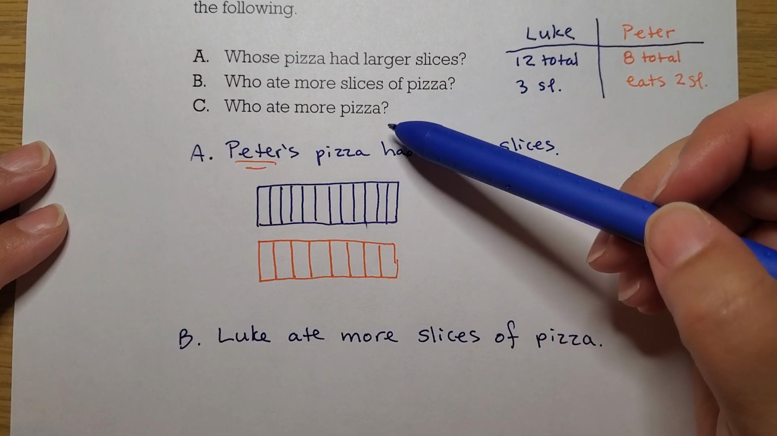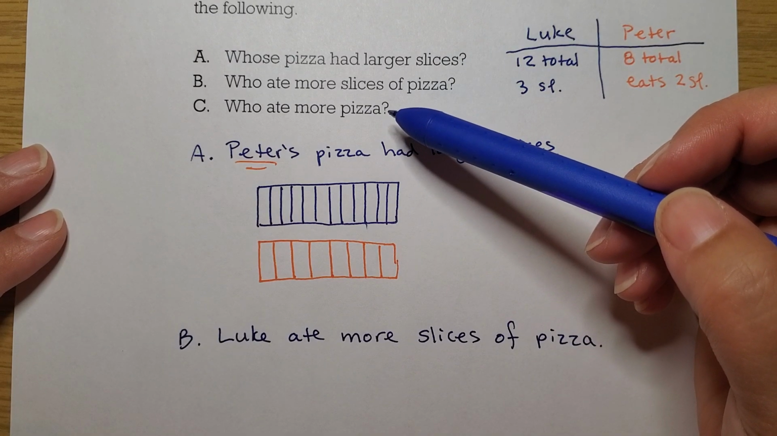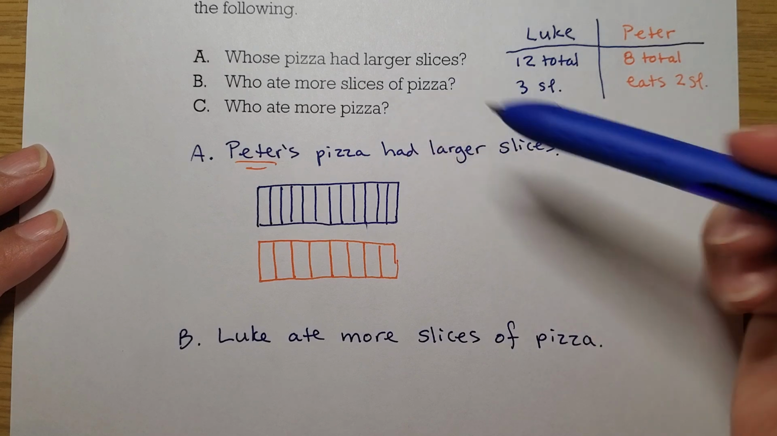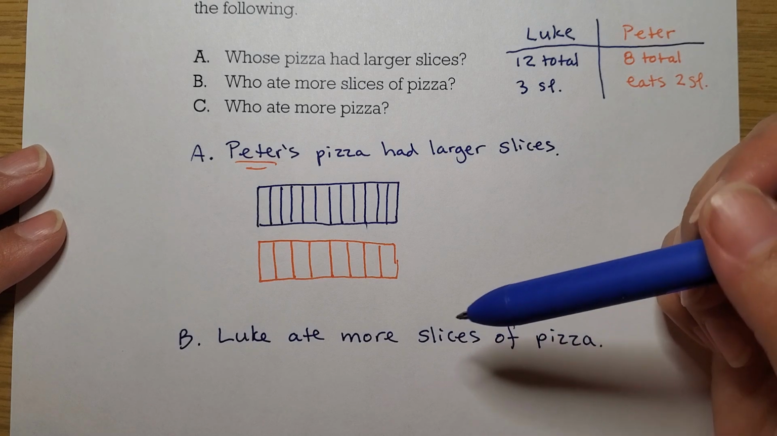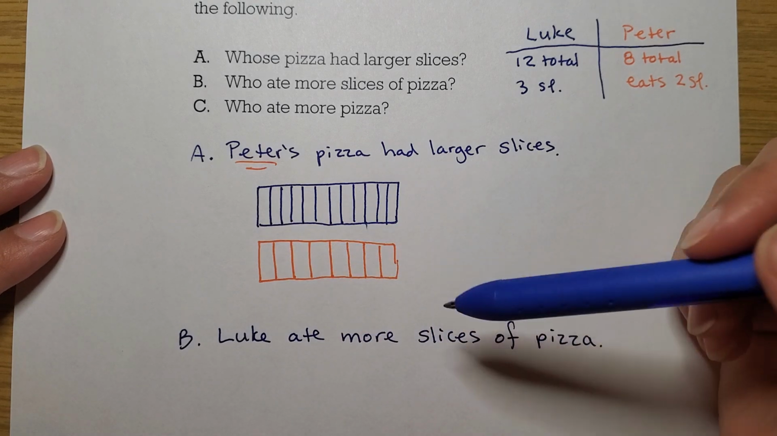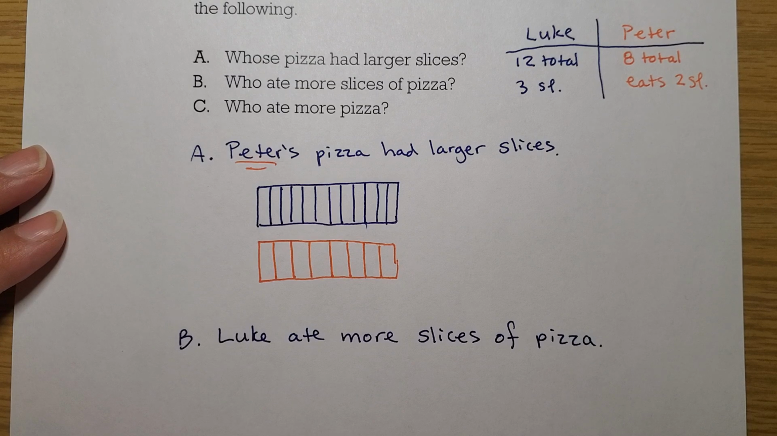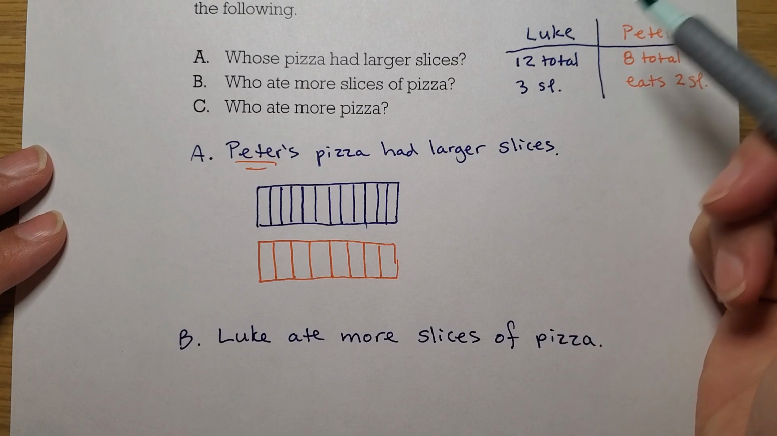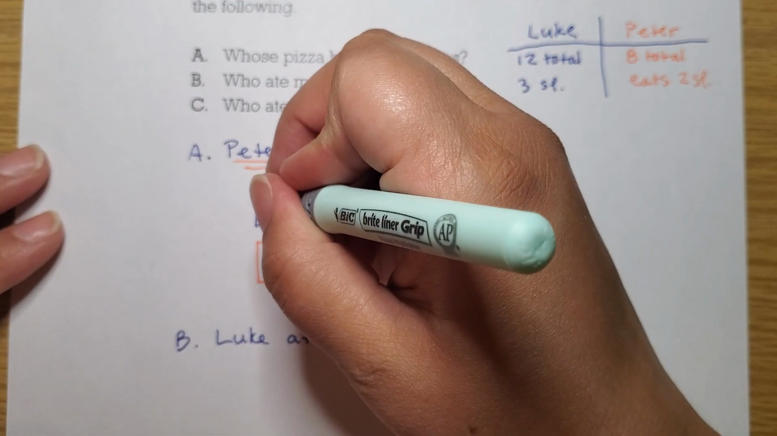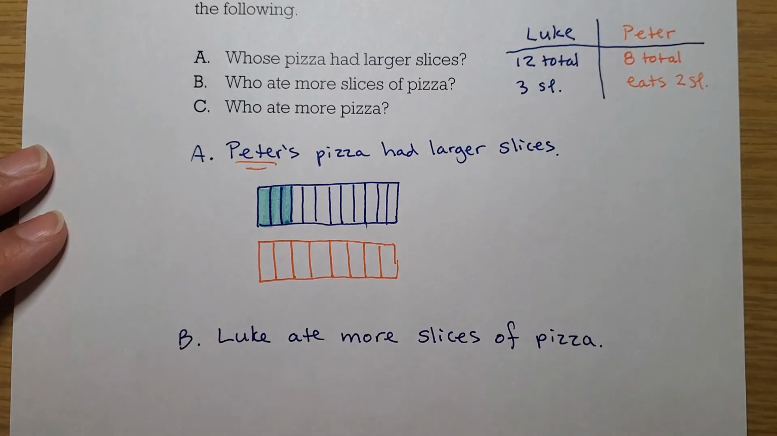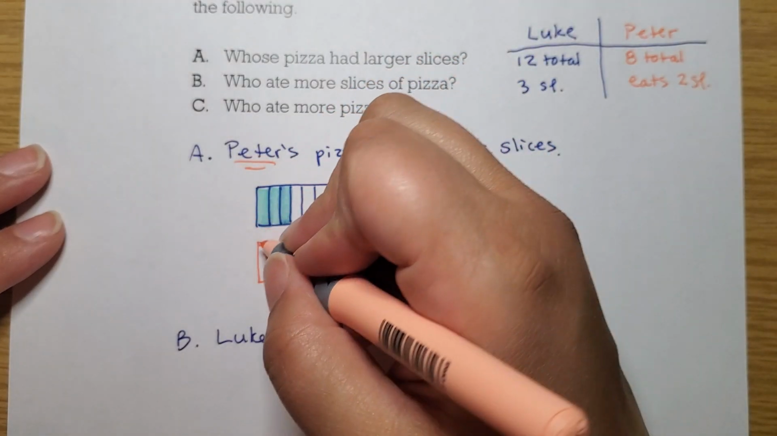And now part C sounds like it's asking the same question, but it's actually asking a different question. C says who ate more pizza? So not who ate more slices, but who ate more of the pizza? So for this, let's draw out that fraction for each one. So Luke's pizza had 12 slices total, and he ate 3 of those slices. Peter, his pizza was cut up into 8 slices total, and he ate 2 slices.